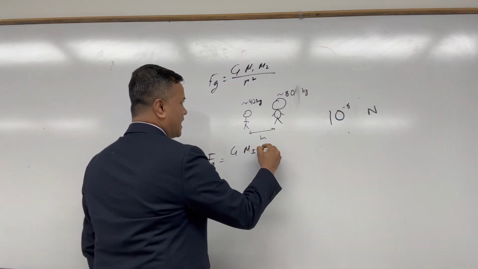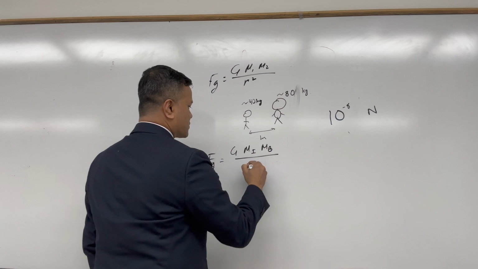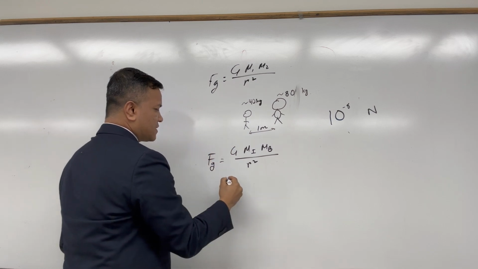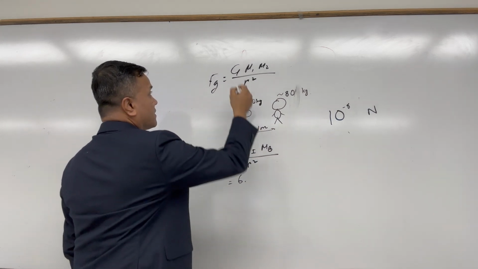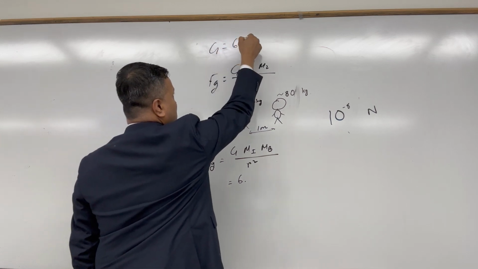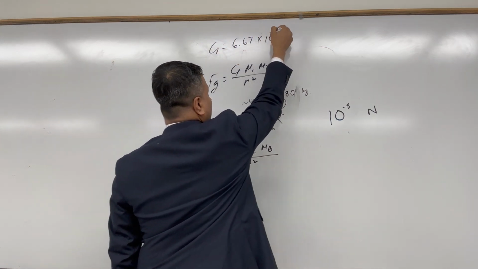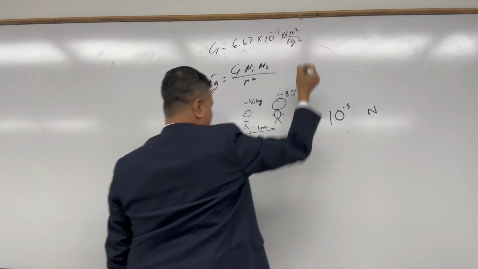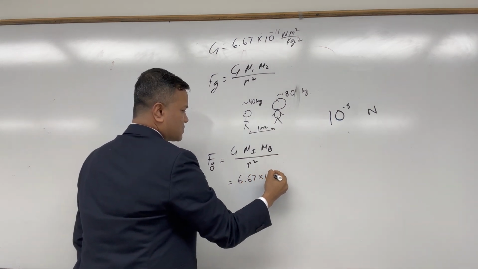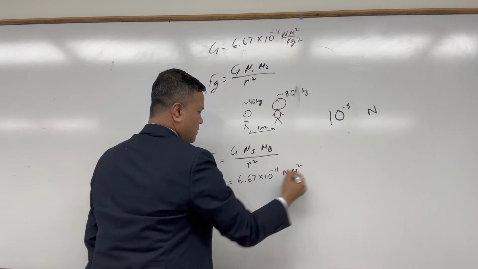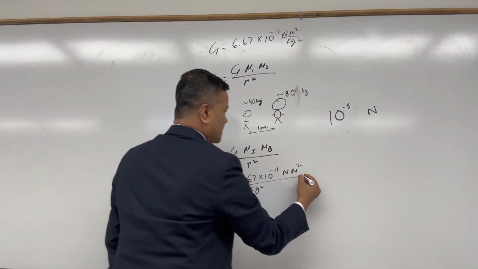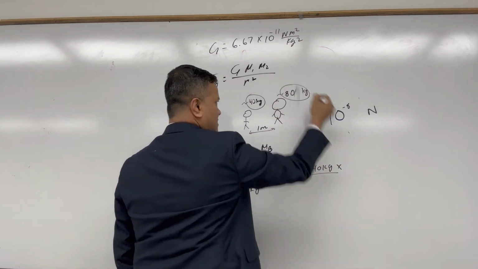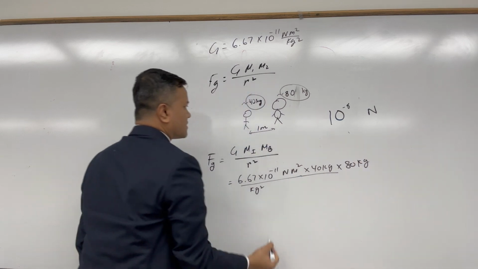Isaac, m me over r square, and the distance between me and Isaac is 1 meter, right? So G is 6.67. By the way, G is Newton constant. G is 6.67 times 10 raised to -11 Newton meter square over kilogram square, right? So 6.67 times 10 raised to -11 Newton meter square over kilogram square times Isaac times Dad over 1 meter square.